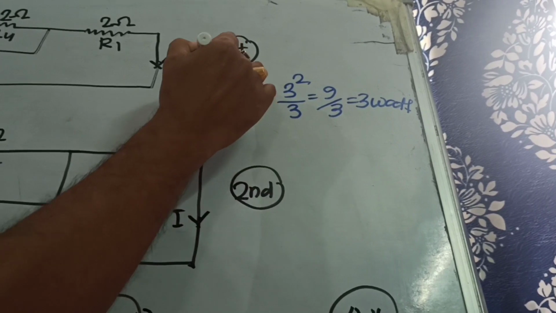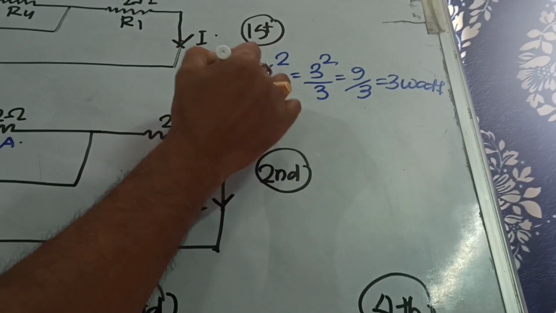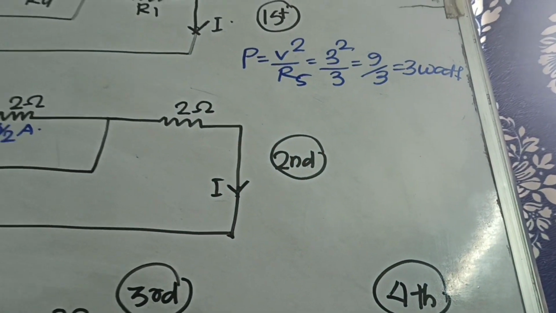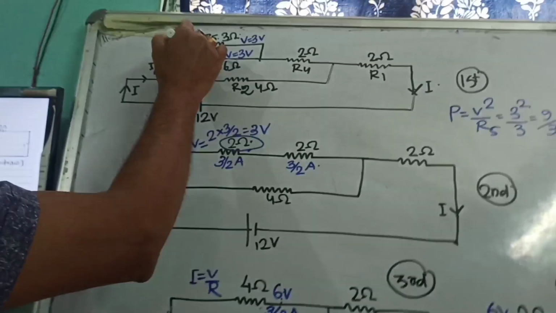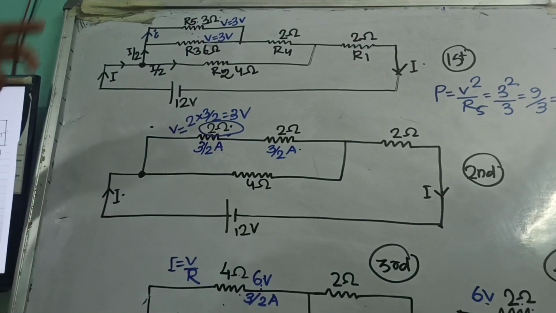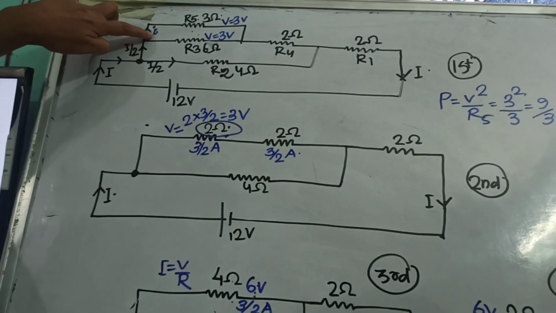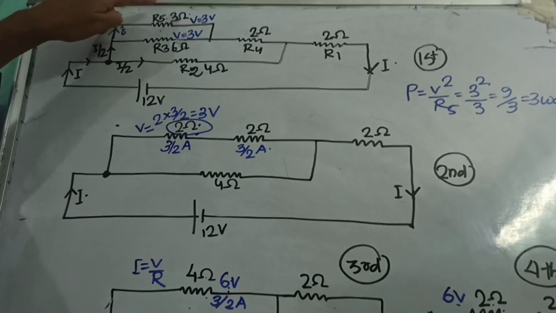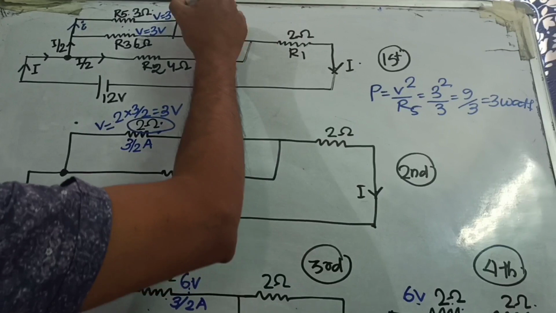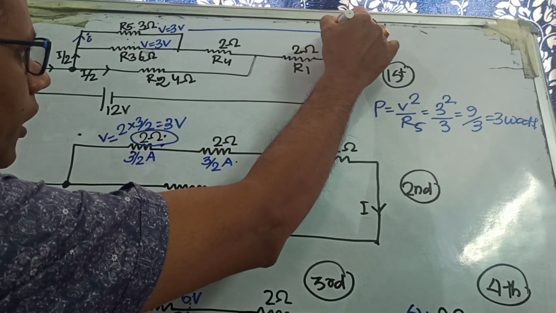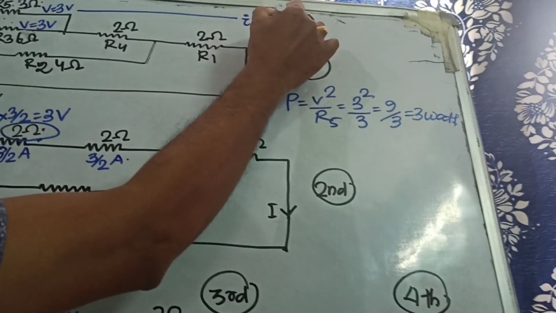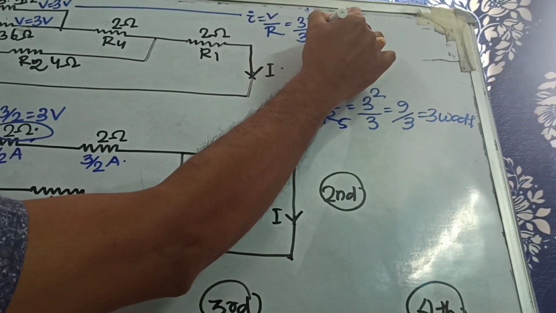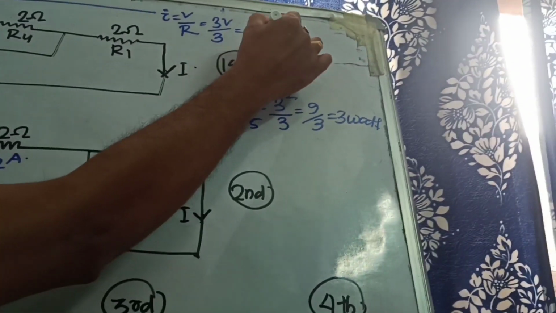So the power dissipation across your R5 resistor will be 3 watt. Suppose a student wants to calculate the current flowing here, I. No problem. Across R5, the current I is equal to V by R, which is 3 volt by 3 ohm, equal to 1 ampere.